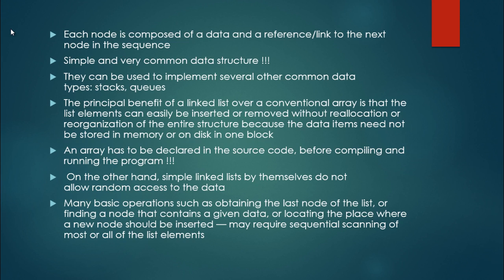On the other hand, simple linked lists by themselves do not allow random access to the data, and this is the main disadvantage of linked lists. Many basic operations, such as obtaining the last node of the list, or finding a node that contains a given piece of data, or locating the place where a new node should be inserted, may require sequential scanning of most or all of the list elements as far as linked lists are concerned.